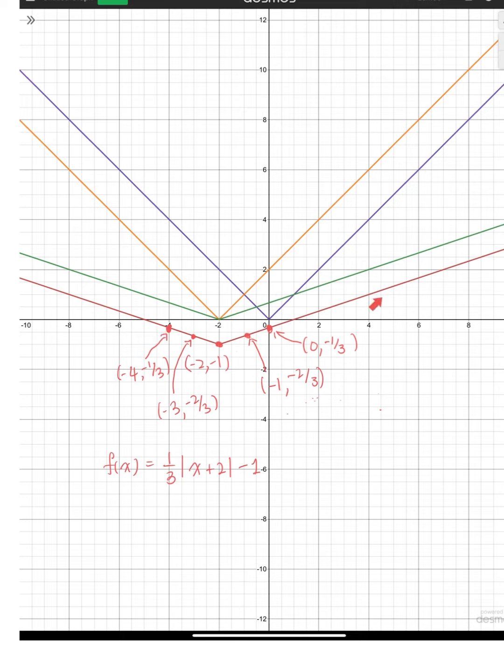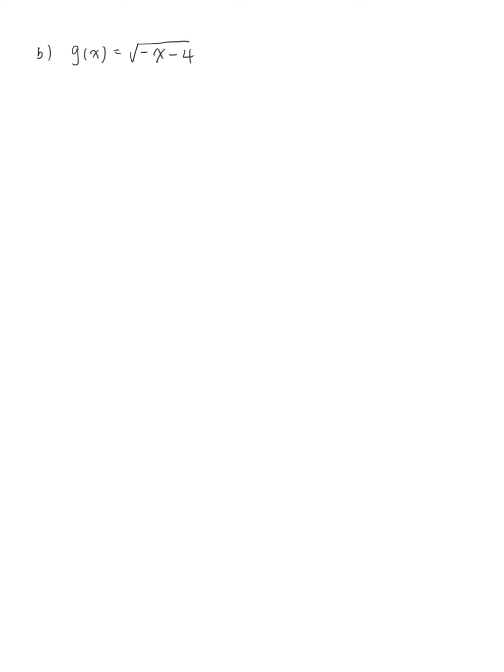So this will be the graph of f of x equals 1/3 times the absolute value of x plus 2, and then minus 1. All right, so now let's try this one. We're given g of x equals square root of negative x minus 4. Let's first talk about who is going to be the mother graph. Well, I would say square root of x should work out because we are given a square root, and then we'll deal with the radicands in a minute.